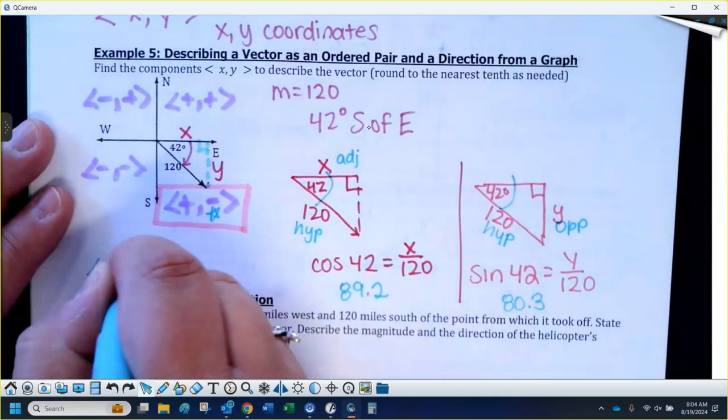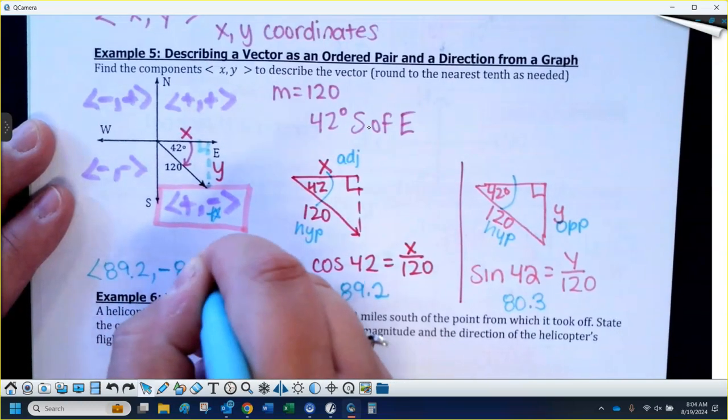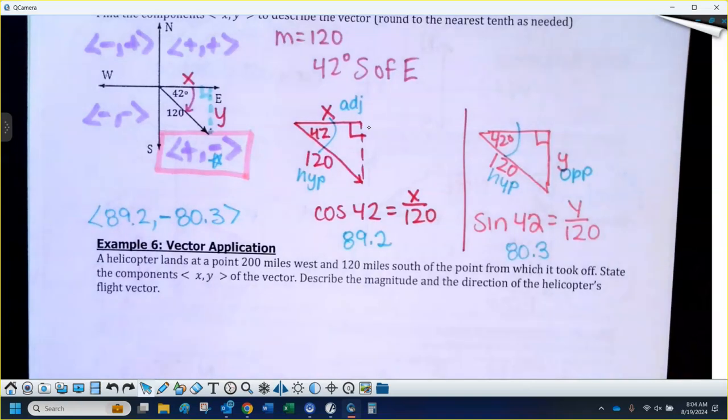So you got the 89.2 comma negative, because you got to go down to get to where that vector's at. So negative 80.3. So just got to be mindful of that if you're writing the components. You do all the trig totally right, but just think about what quadrant your vector's in and think about what I might need to add in terms of a positive or negative.